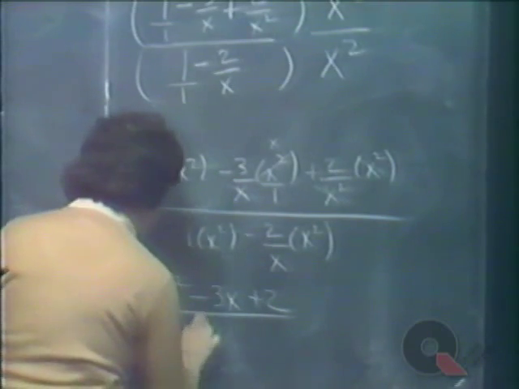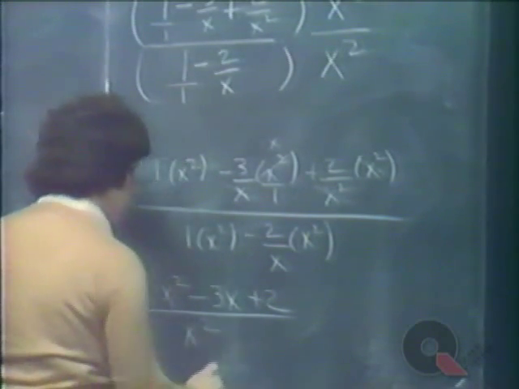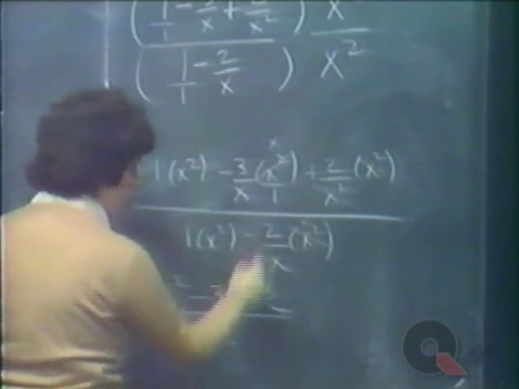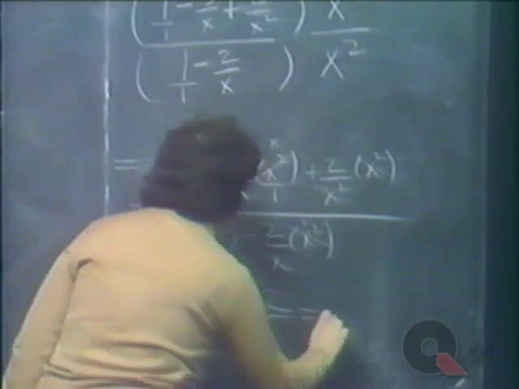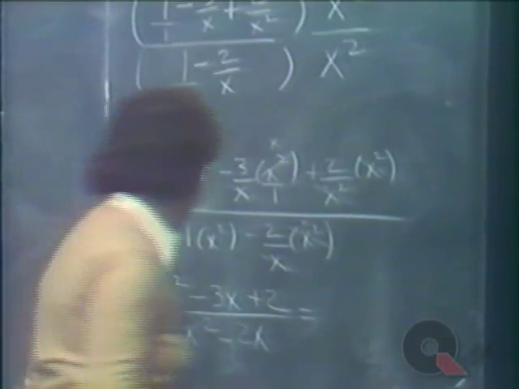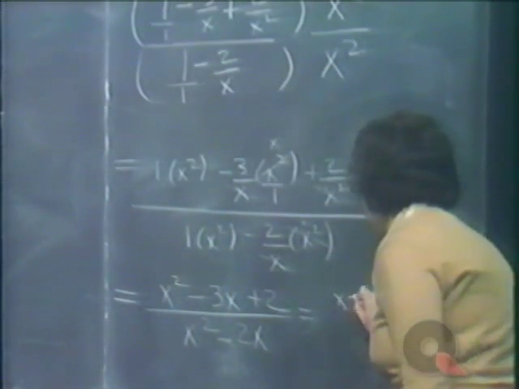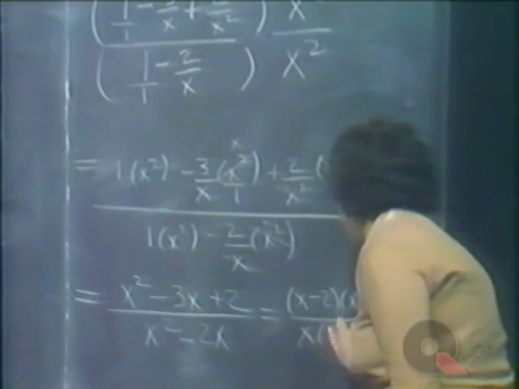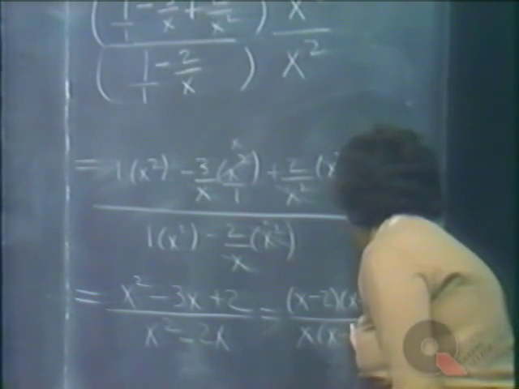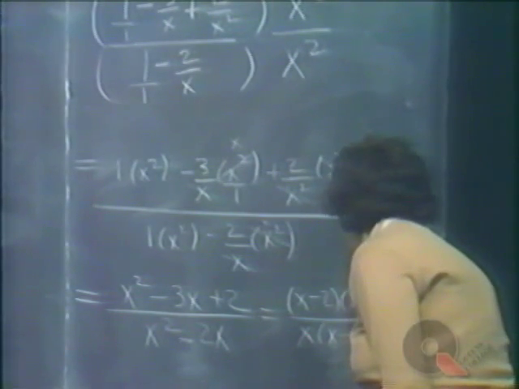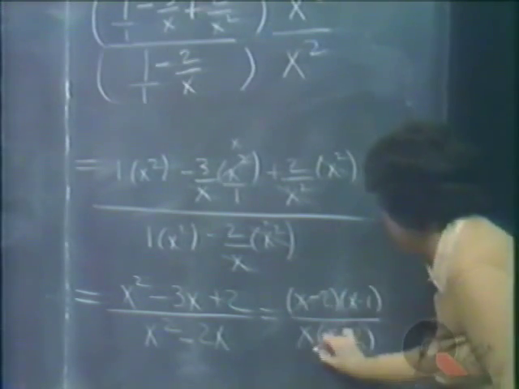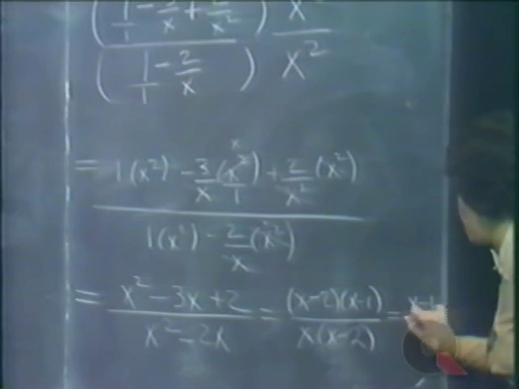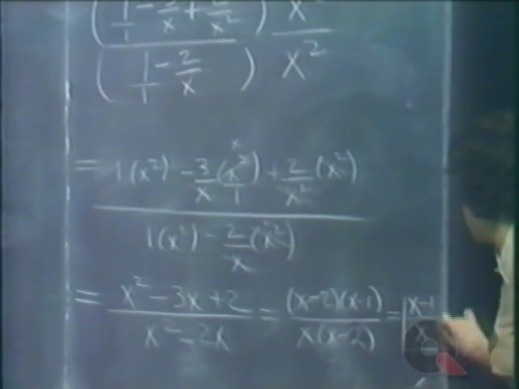Down here you have x squared minus, here the x goes into x squared, leaving you with x squared minus 2x. We factor, as we did before, the top factors into x minus 2 times x minus 1. The bottom, x times x minus 2. The x minus 2's cancel. And we get the final answer, the same answer that we got from method 1, x minus 1 over x.